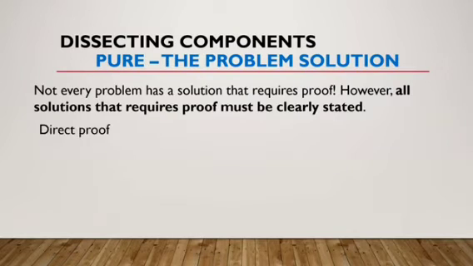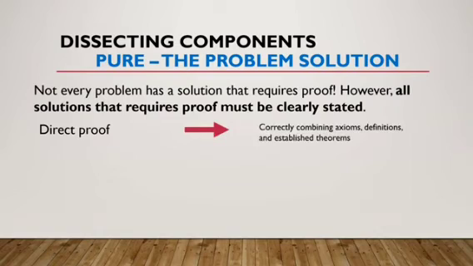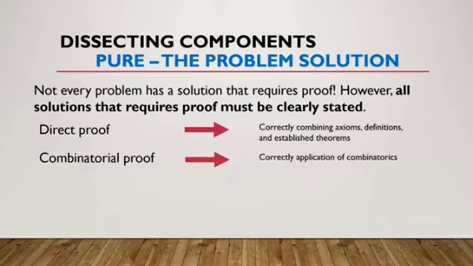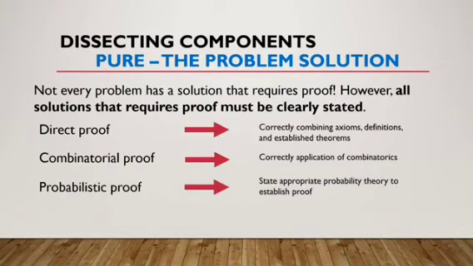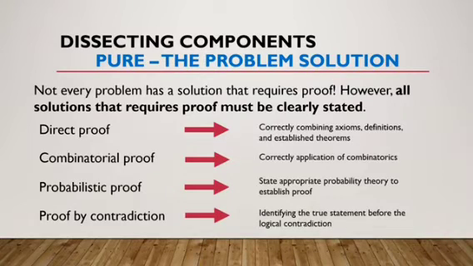For example, if you are to prove something directly, the direct proof must correctly combine axioms, definitions, and established theorems. For combinatorial proof, correct application of the combinatorics must be done. In other words, if something requires permutation, you should not be using combination. Probabilistic proof must clearly state the appropriate probability theory to establish the proof. And if you were to prove something by contradiction, then you should identify the true statement before the logical contradiction.